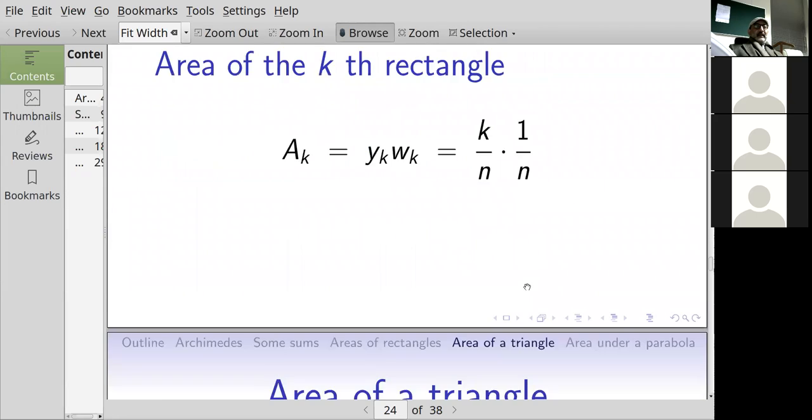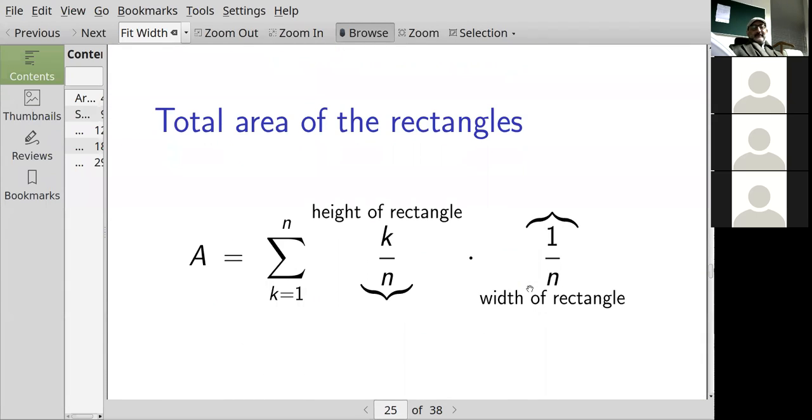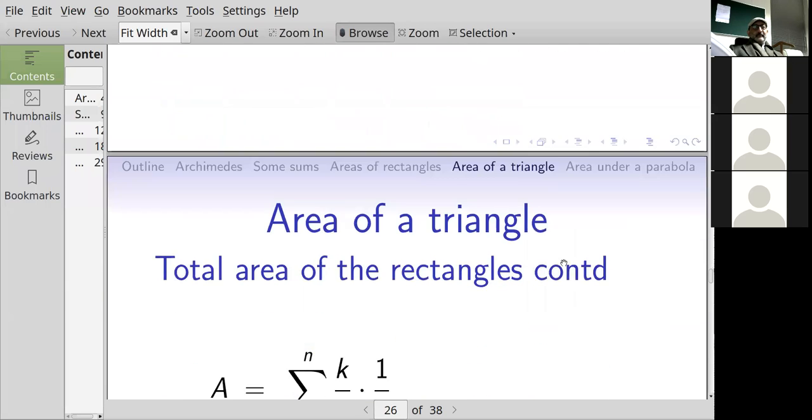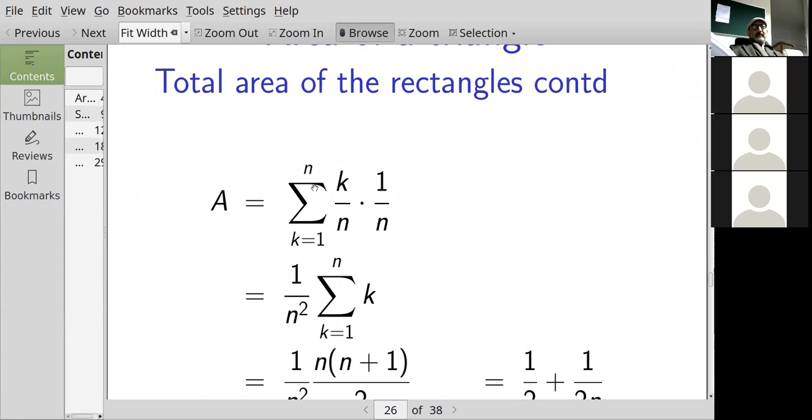Okay? Now, if I want to add up all of these areas, what do I have? I have the area of n rectangles is equal to the summation k equals 1 to n. The height of the rectangle is k over n, and the width of the rectangle is 1 over n. So if I simplify that expression, that's the summation k equals 1 to n of k over n times 1 over n. Now, n is a constant. We have n rectangles, and that's not changing in the problem. So I can pull out 1 over n squared. So that's 1 over n squared times the summation k equals 1 to n of k.